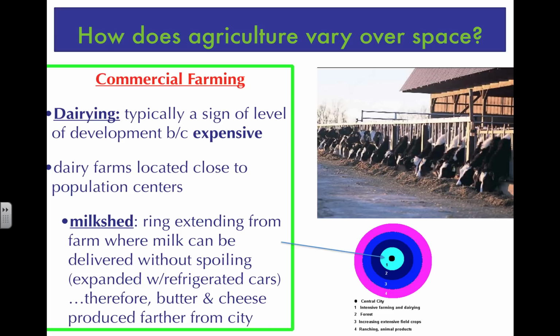And there's a term to describe that. The term to describe the constraints that are placed upon dairying is milk shed. The milk shed is the ring extending from the farm where the milk can be delivered without spoiling.